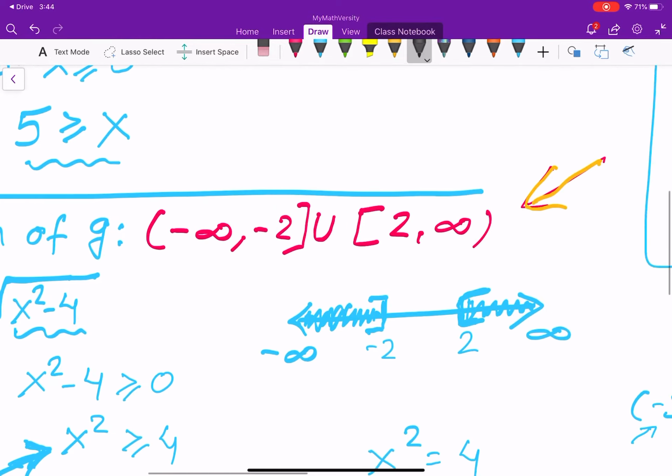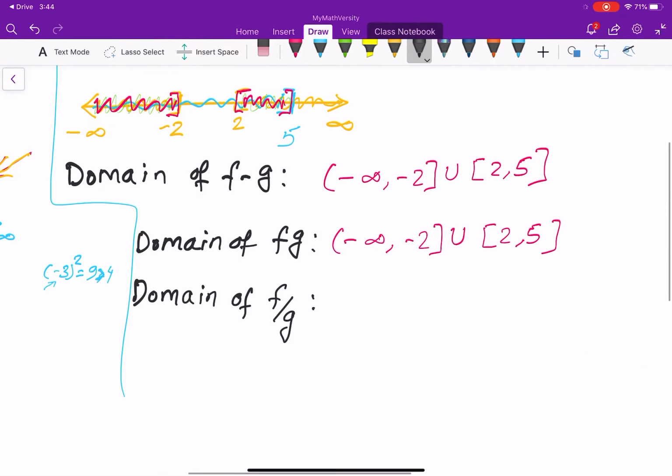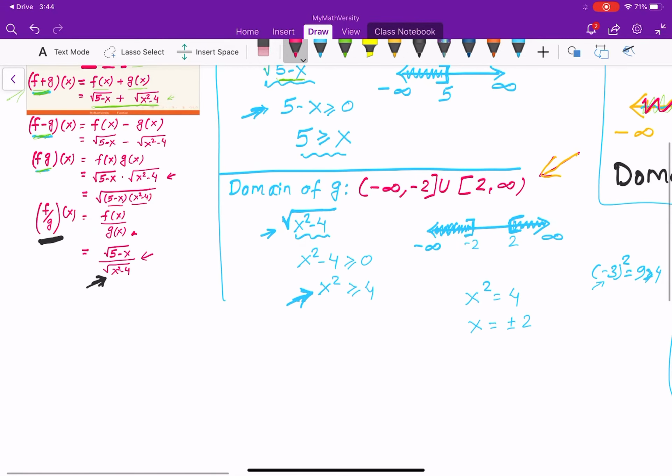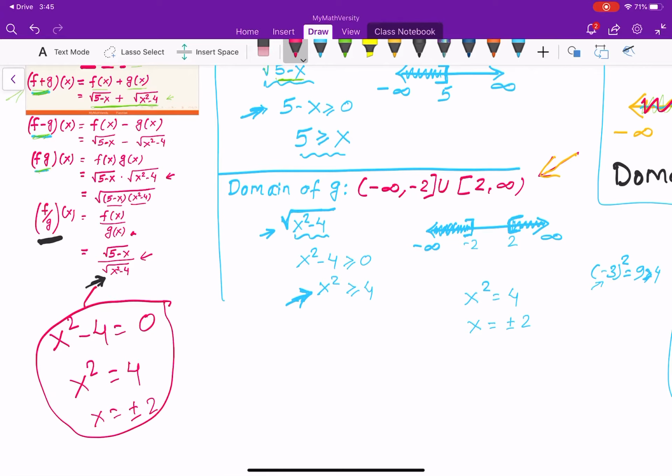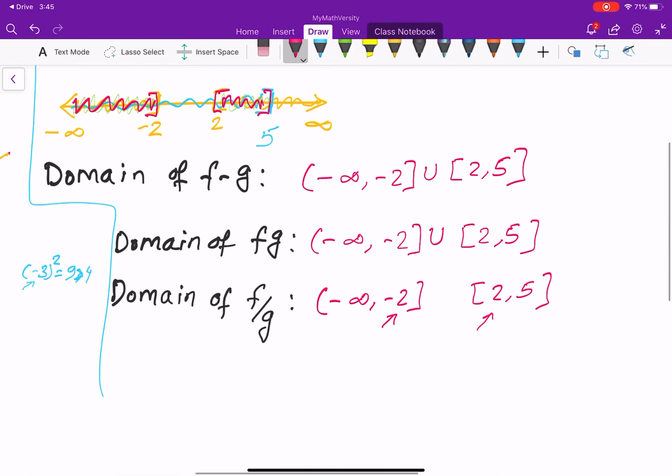So the possible domain of f divided by g is from negative infinity to negative 2, and from 2 to 5, but exactly at negative 2 and 2, you can see when we plug back into the denominator, or you can just check x squared minus 4, set that equal to 0, and if you solve this for x, we get x equal to plus or minus 2. So at x equal to plus or minus 2, the denominator is 0. So we need to exclude these two numbers from the possible domain of f over g.